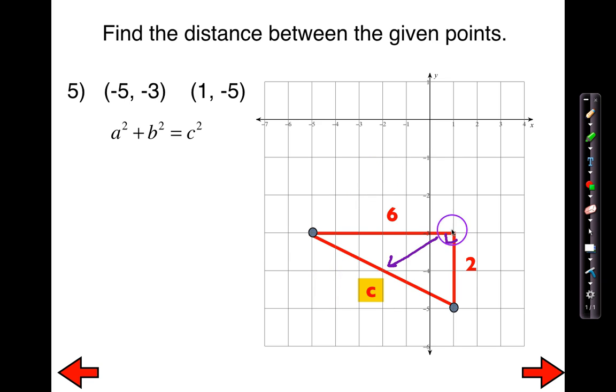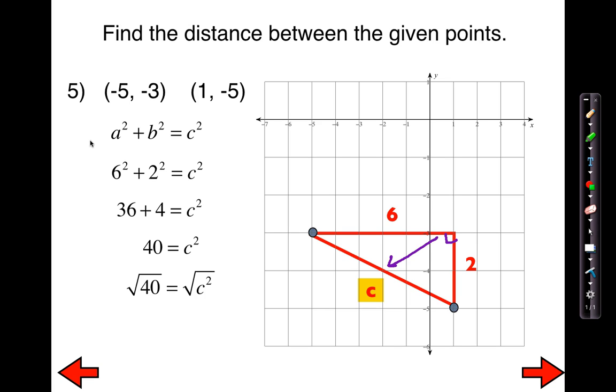In this case, I called C the hypotenuse, so plugging it in, I'm going to get 6 squared plus 2 squared equals C squared. 36 plus 4 equals C squared. 40 equals C squared. In order to isolate C, we're going to have to take the square root of both sides, leaving us with approximately 6.3 units. Okay. So now let's go ahead and check number 6 as well.